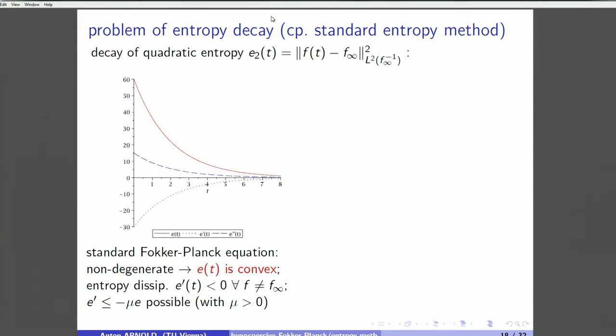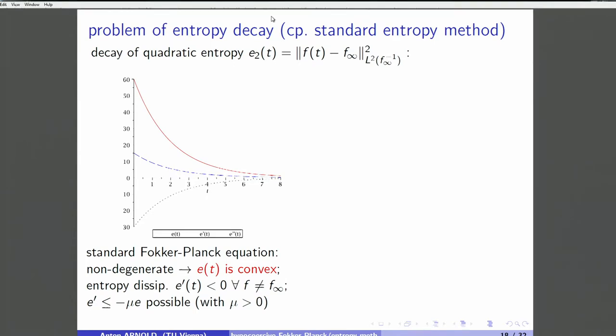You see the entropy decays as a nice convex function. You have this exponential decay. What else you would see here, this dotted curve, is the time derivative of the relative entropy.